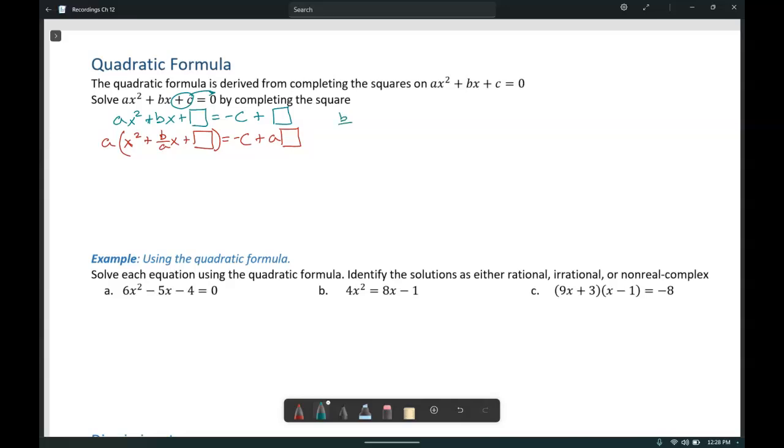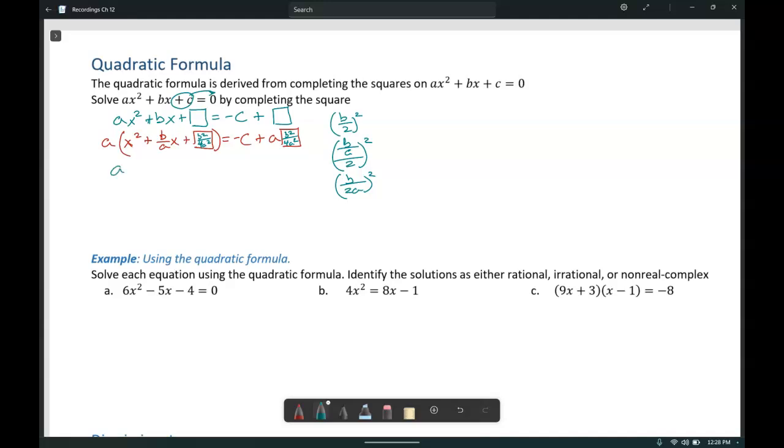Now, b over 2 squared, our b value is b over a divided by 2 squared. So we're going to have b over 2a squared, which means in our box we're going to end up putting b squared over 4a squared.